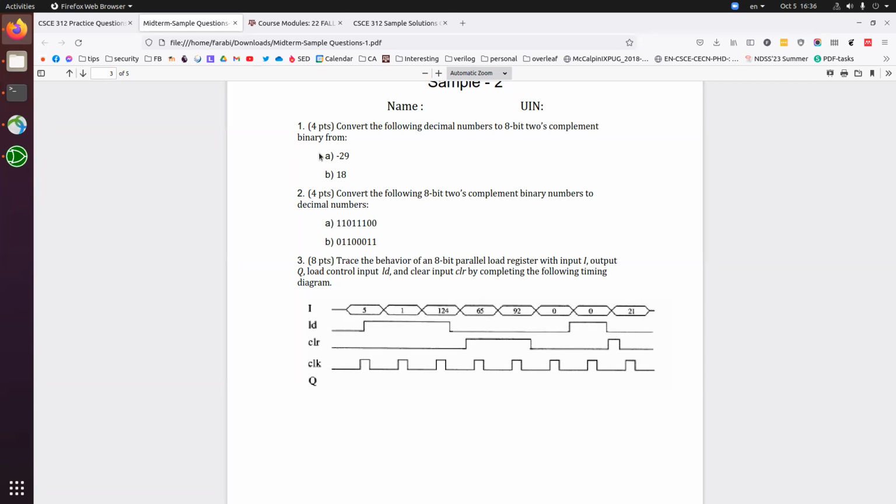First, whatever the number is, we need to convert it to binary form. For example, if you want to calculate minus 29 in 8-bit two's complement form, then the first bit would be used for the sign bit, all right? So we know that. And then we need a 7-bit representation for the value of 29. So that would be like 16.